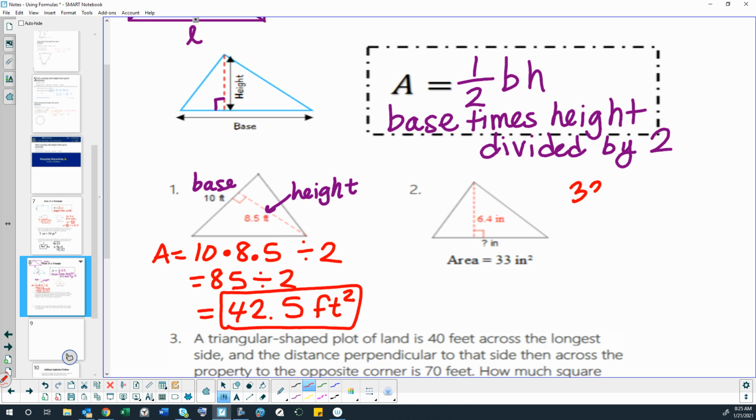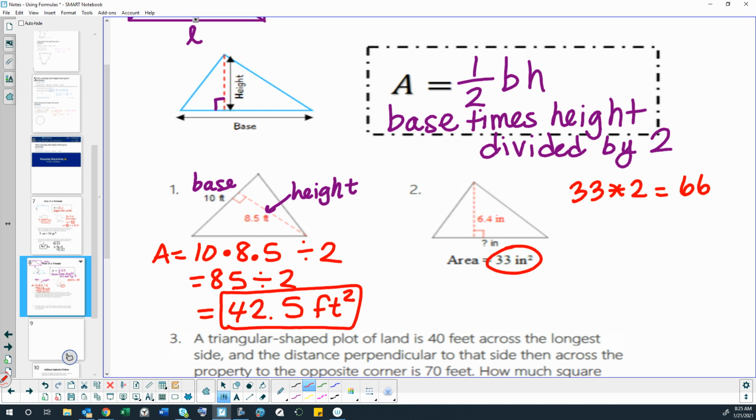So we're going to take 33, which is the area, and we're going to multiply that by 2. Because what that's going to give us is the area of the rectangle instead of the area of the triangle. It's the rectangle with the same dimensions. Therefore, it's an easier formula. Instead of having that 1/2 in there, we got rid of the 1/2 by multiplying by 2. Now it's just length times width, or base times height.